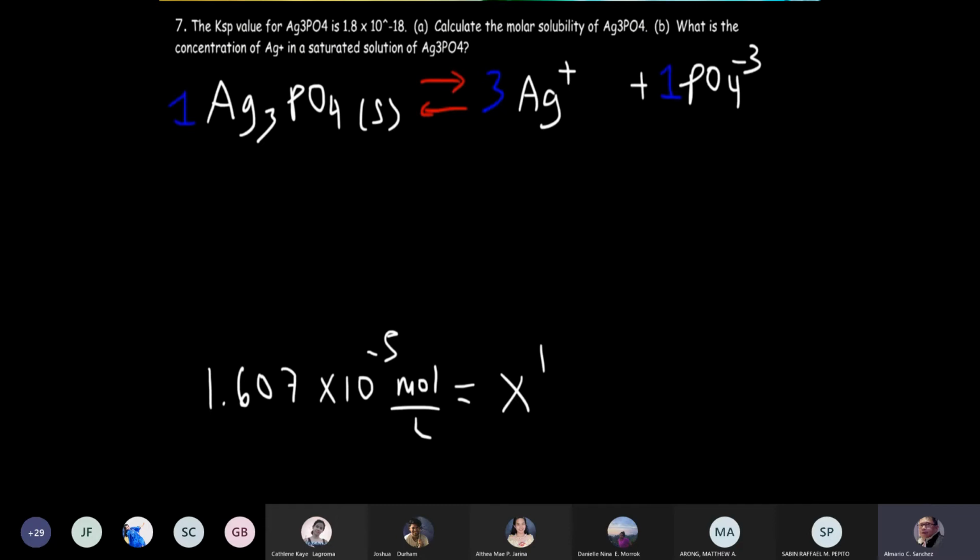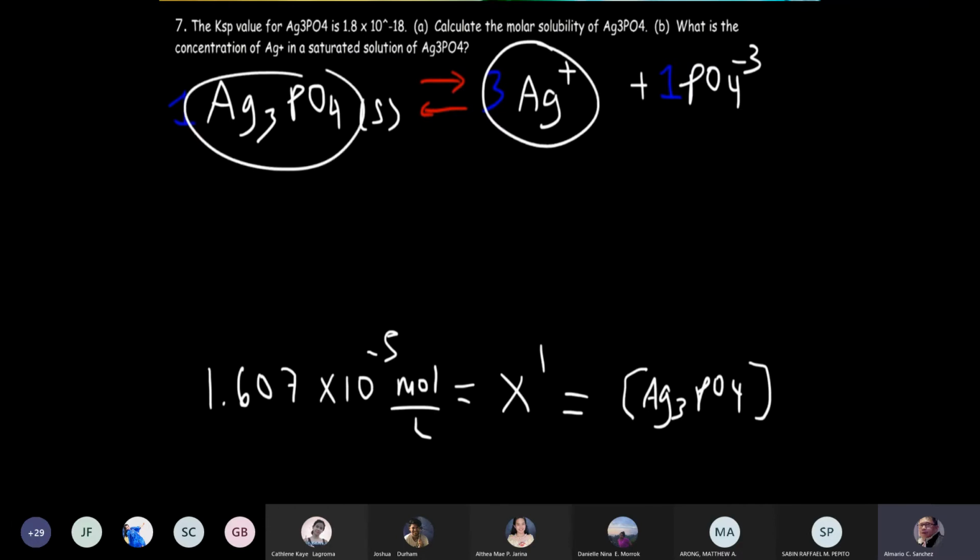Now keep in mind, x is the molar solubility for this substance, for Ag3PO4. So that's how much silver phosphate is dissolved in a saturated solution. So what we need to do is convert it to this value. Notice that the ratio is 1 to 3. So we simply have to multiply our answer by 3. But if you want to show your work, here's what you could do.